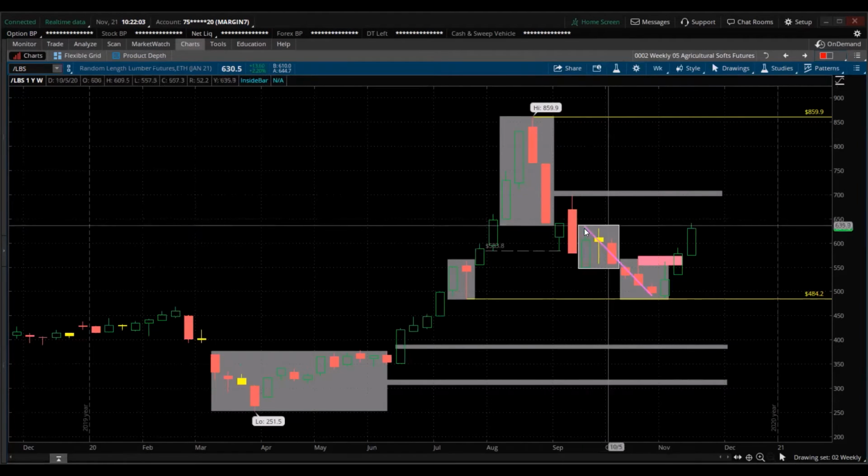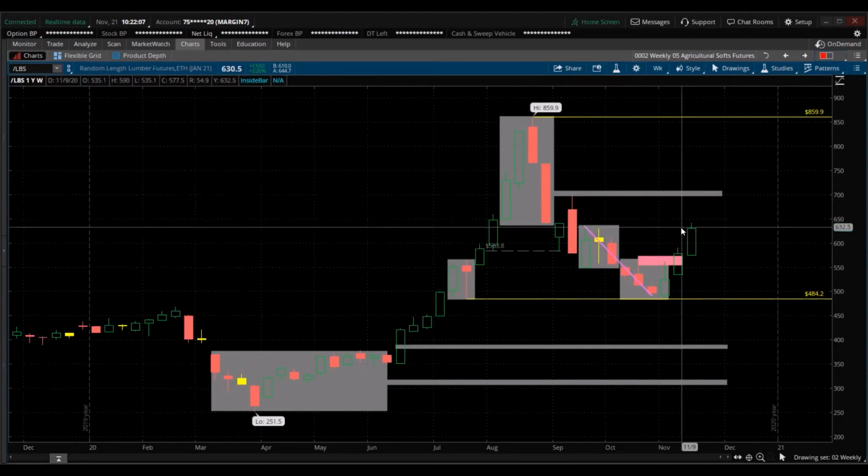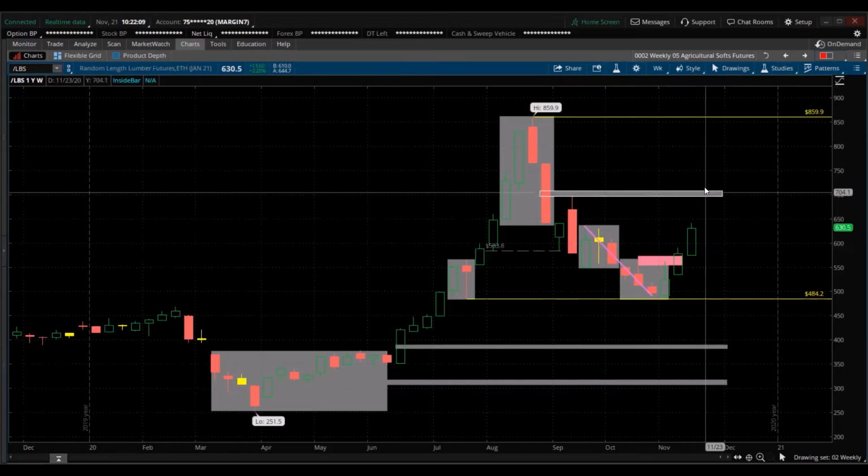So now this is a supply zone, and we'll see come next week if it rejects this and rolls back over or breaks up to the upside.